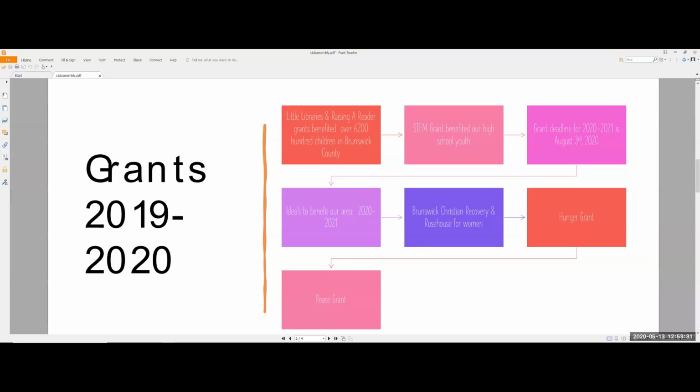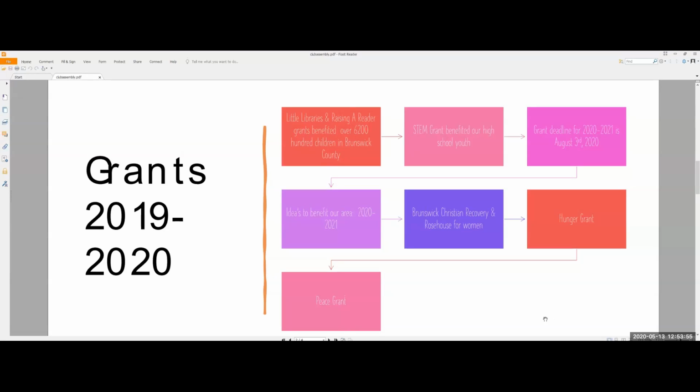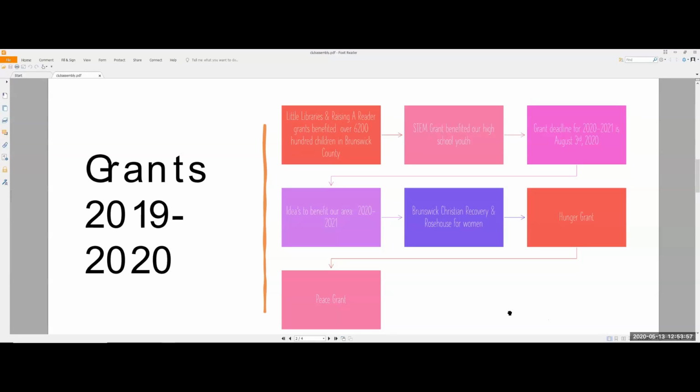Also for the Rose House, a new facility for women. Both of those, yes. And then some other things, hunger. We're going to continuously have that problem in Brunswick County. And then I was thinking about a small piece of something where we could do something down at the waterfront that maybe just sends a positive message to people. So what other areas do you guys think we should do some grants in?